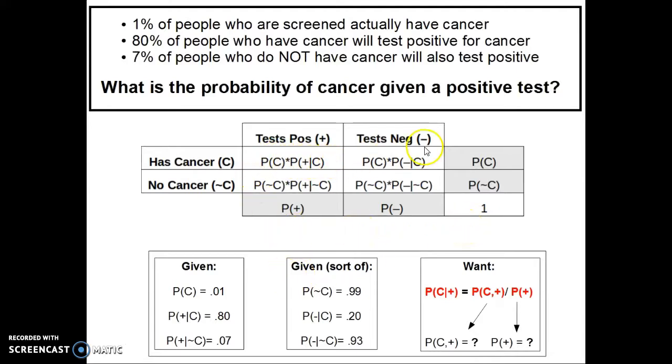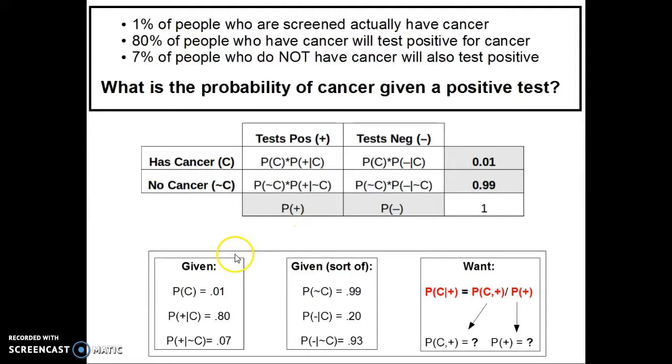There, we just replaced them all with the marginal times the conditional, the appropriate one. So the probability of having cancer overall times the probability of testing positive given that you have cancer. Let's start filling in this table based on the information that we know. We know the probability of having cancer is 1%. So that would go right here in the margin. We know the probability of not having cancer is 99%. That would go right here. So boom, there those guys go.